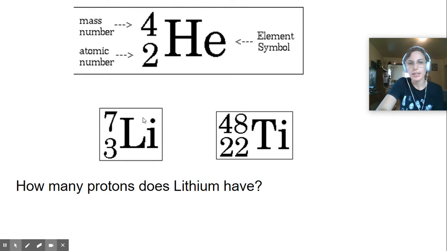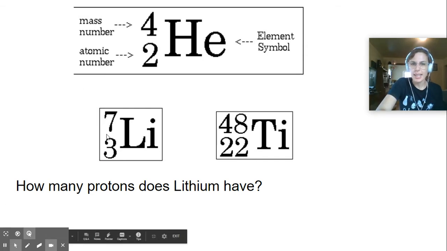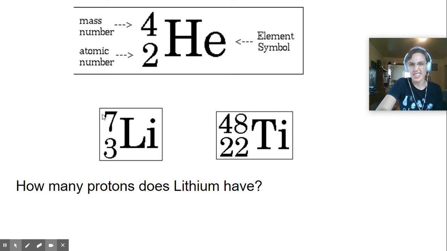So now let's look at lithium. So lithium, it has an atomic number of 3, so we know that it has 3 protons in the nucleus. But then we see 7, okay? So we know mass number, protons plus neutrons in the nucleus is our mass number. So we see 7. So that means there must be not 3 neutrons, but 4 neutrons in this nucleus.